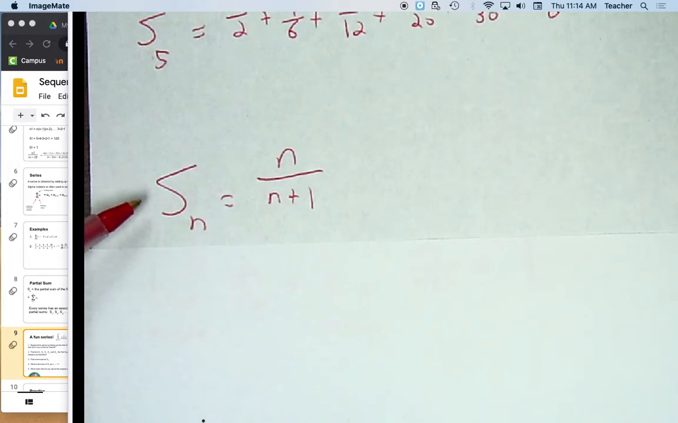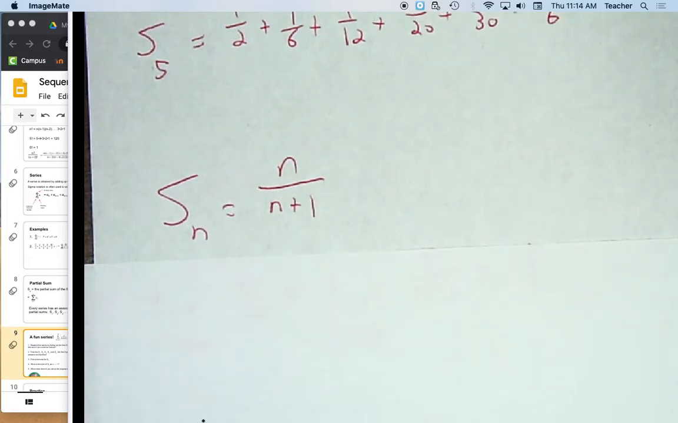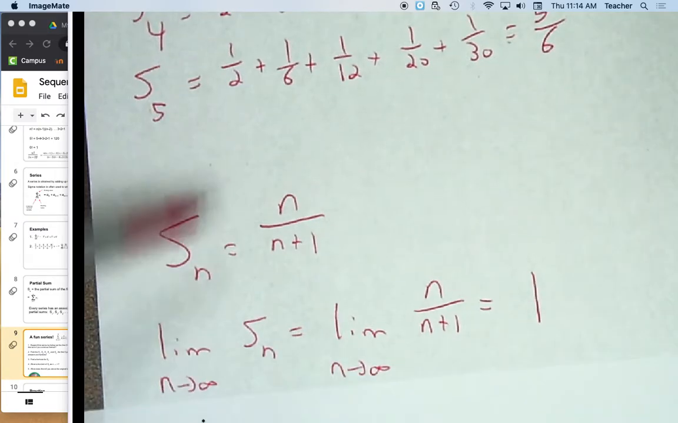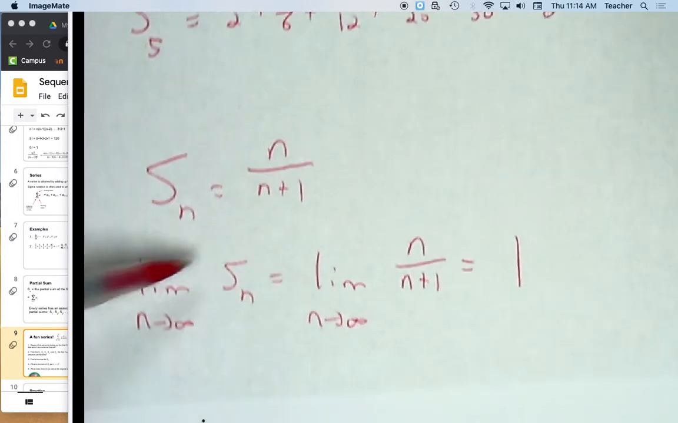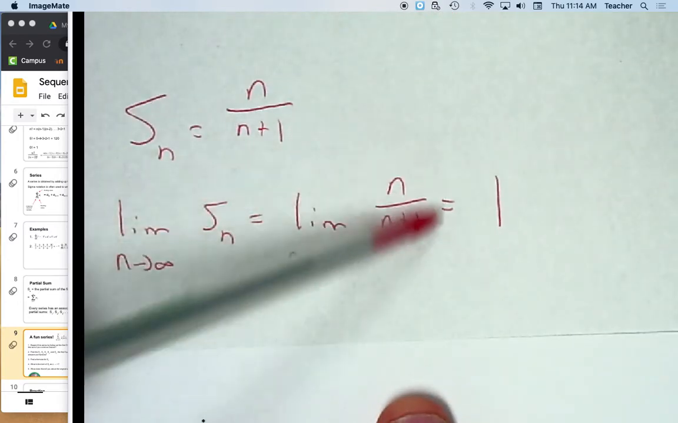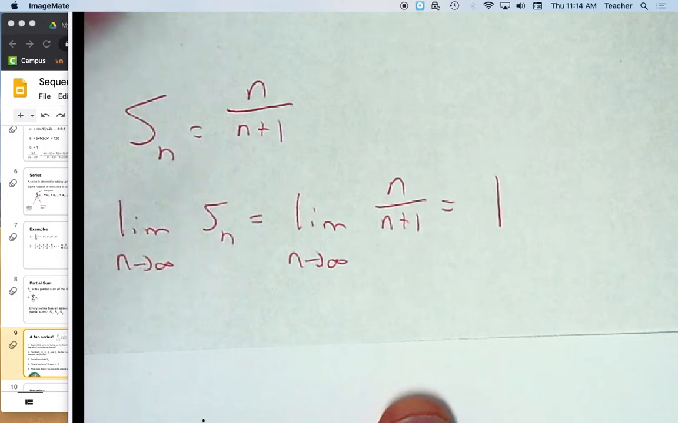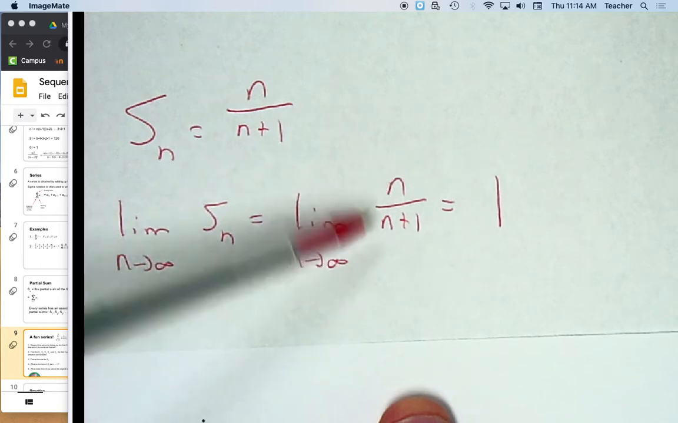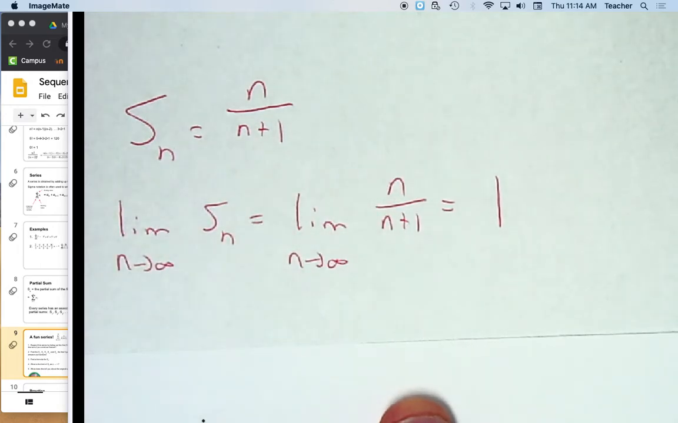Let's make use of it now, though. The question is, what happens as n approaches infinity? What happens to the limit of S sub n as n approaches infinity? Well, that means what happens to this as n gets big. We have done problems like this lots of times before. They're both degree 1, the lead coefficient is 1, and so the limit is 1.